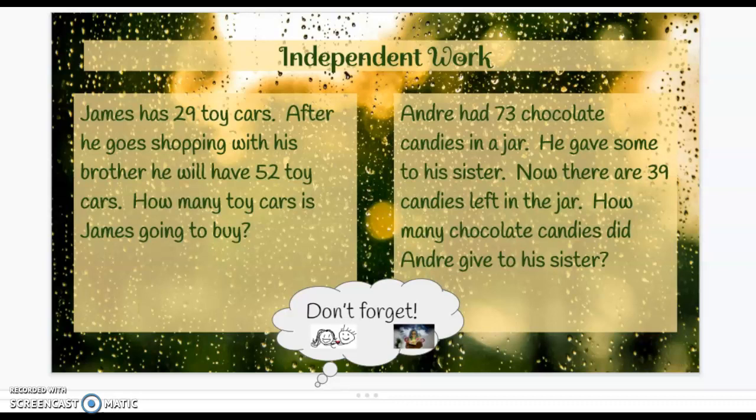The second problem says Andre has 72 chocolate candies in a jar. He gave some to his sister. Now there are 39 candies left in the jar. How many chocolate candies did Andre give to his sister? That sounds like our last problem. I bet you can solve it. Pause the video so you can solve.